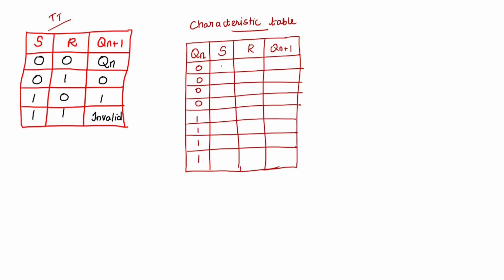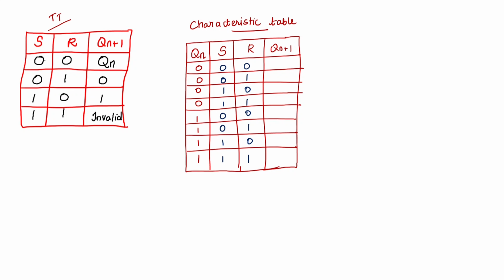For S, put the values 0 0 1 1, 0 0 1 1. And for R, how to put the value? Alternating zeros and ones. Okay, next find out Qn plus 1.